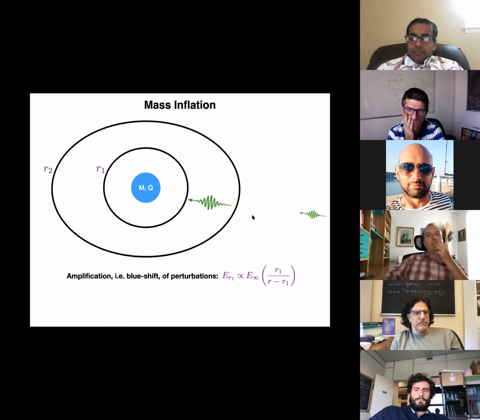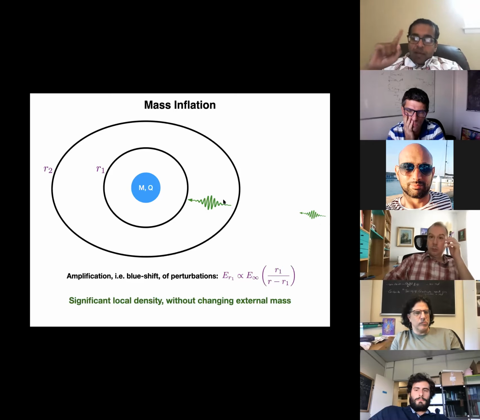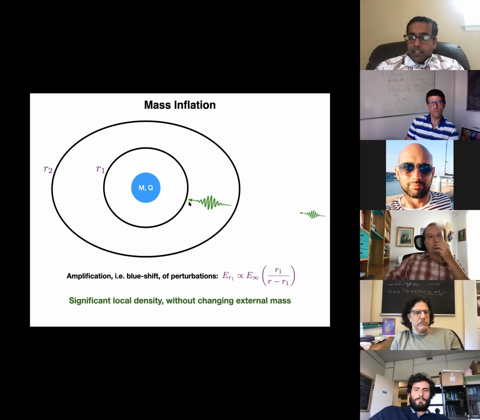So as this falls in, you can show that there is a dramatic blue shift of this energy from far away. It blue shifts as R1 divided by R minus R1. And formally, as you approach the point R equal to R1, this diverges. So what this gives rise to is a very interesting point, which is that there is a significant possibility of a significant local energy density that's falling in, building up, without changing much of the external mass. So I only took in a tiny amount of mass far away. As it fell inside, it got dramatically blue shifted. So if I'm interested in local things like GR breaking down, I only care about the local mass, and I can possibly get a large local mass here without changing the mass outside very far away.